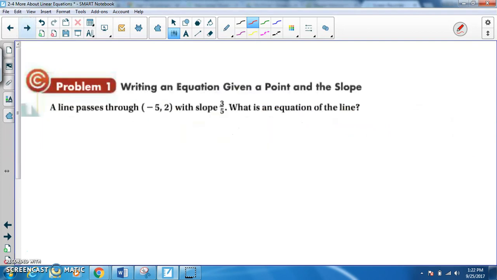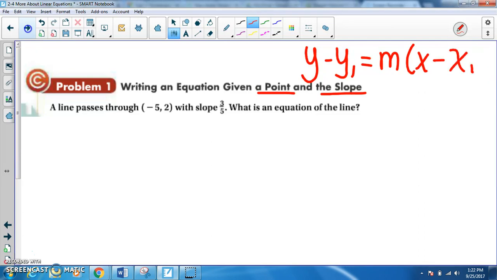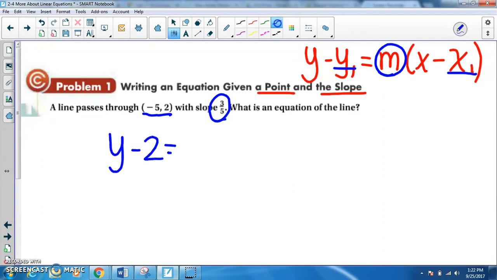Problem 1, writing an equation given a point and the slope. If we are given a point and a slope, we are going to use point-slope form. We have y minus y1 equals m times x minus x1. y1 and x1 are from the coordinates. Slope is m. So we plug it in. y minus 2 is equal to 3/5 times x minus negative 5.